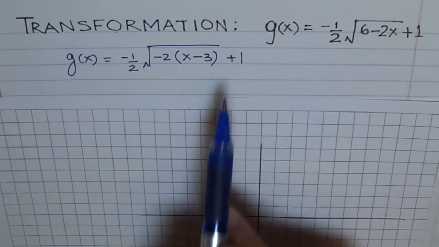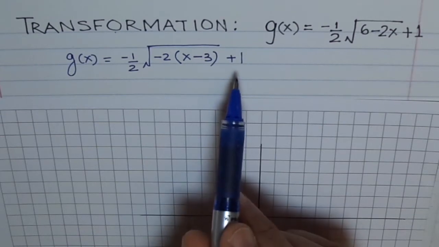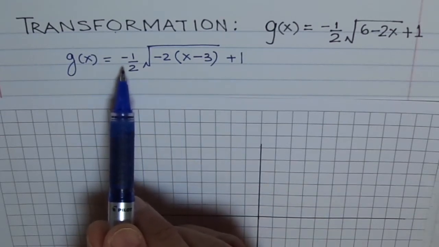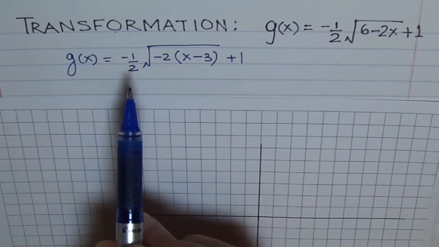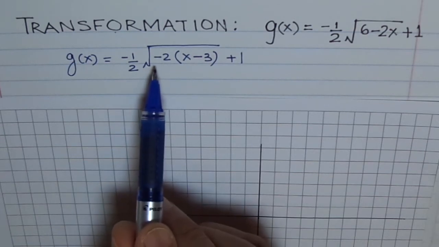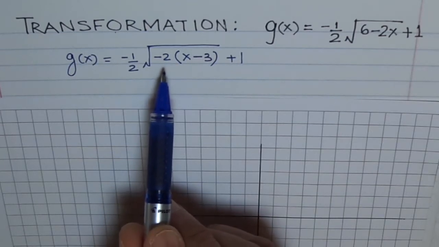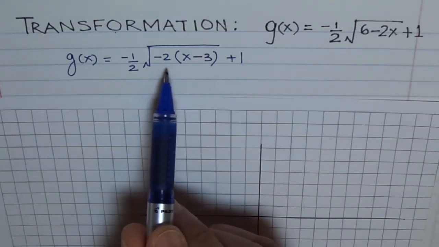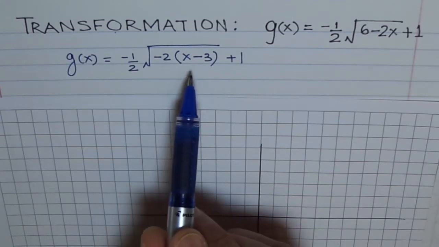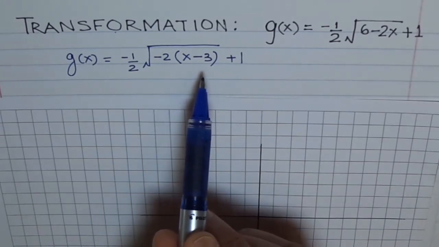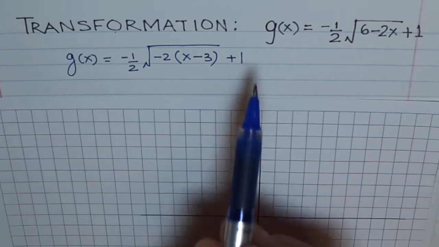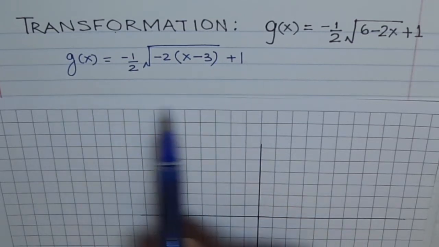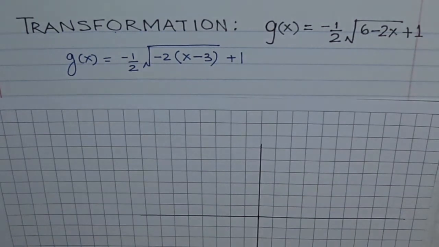Correct? So, the transformation finally we are looking for is reflection on x-axis, vertical compression by a factor of half, horizontally reflect the graph on y-axis, horizontally compress the graph by a factor of half, 1 over 2, horizontally translate the graph 3 units to right, and vertically translate the graph 1 unit up. Correct? Now the order of operation is the second important thing which you need to consider.